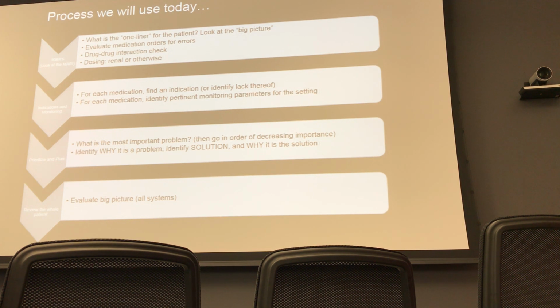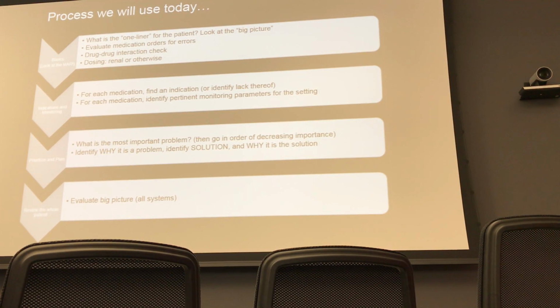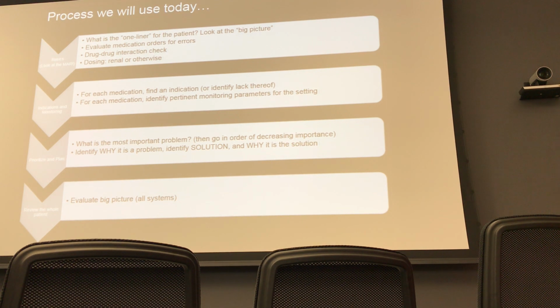This is, again, looking more at the big picture. Then again, we're going to do the basics. We're going to look for medication orders or errors. We're going to do a drug-drug interaction check. We're going to do some dosing. Then we're going to make sure we can assign an indication for each medication. Make sure we know the monitoring parameters for each of those. We're going to figure out what is the most important problem, both for the patient as well as from a drug-oriented perspective. We're going to identify why it's a problem, and then identify the solution and why it's a solution.